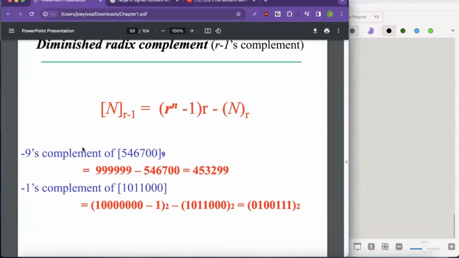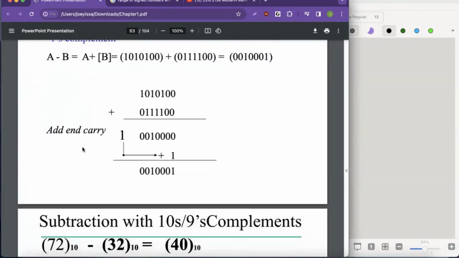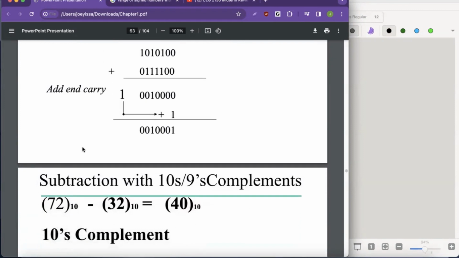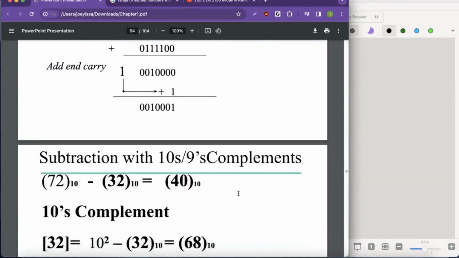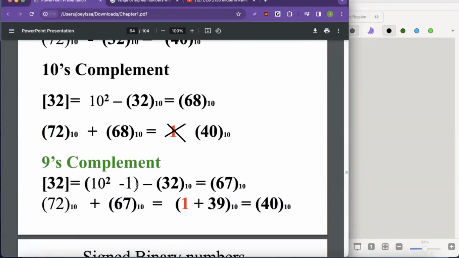I'm going to check through the slides one last time. Okay, 9's complement and 10's complement is not useful at all. I don't even think it was tested on. You know the difference between 2's complement and 1's complement? 2's complement is just 1's complement plus 1. It's the same with 9's.